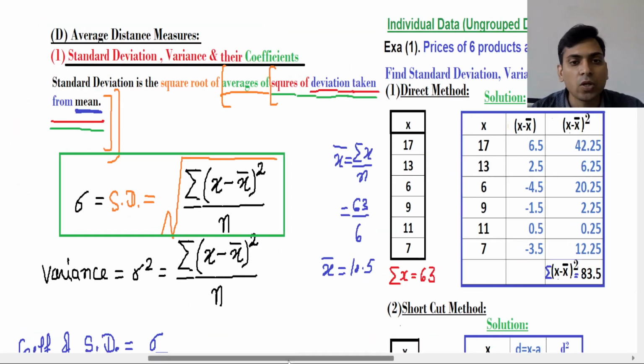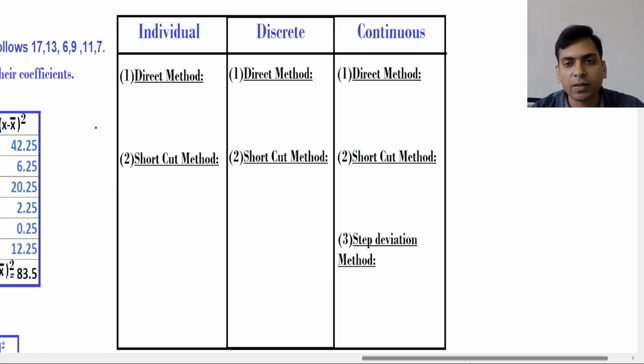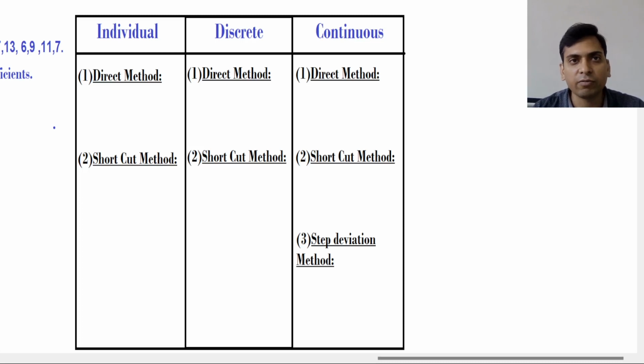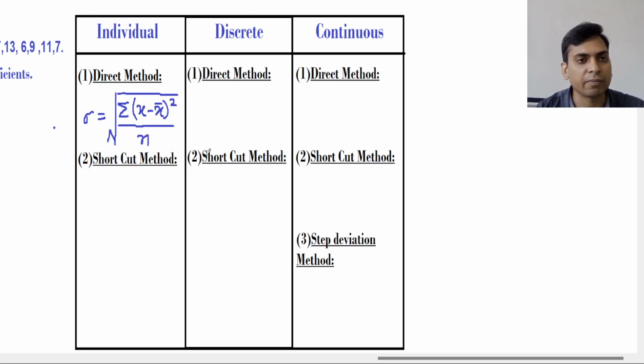So in individual data, first is the direct method, which I taught just now. For individual type of data, in the direct method, sigma equals under root of summation of x minus x bar square divided by n. This is the direct method.